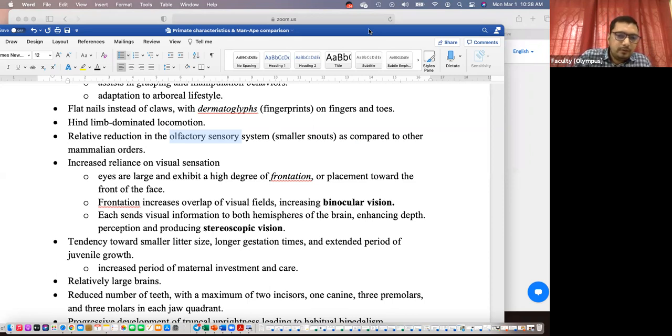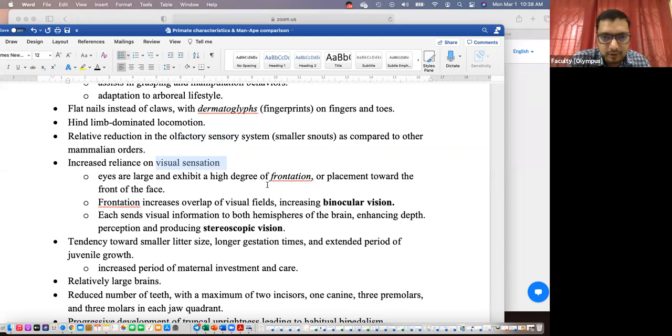But what has improved compared to the other orders of animals? Our visual sensation has improved. Our vision has improved compared to those animals. Smell has reduced, the ability to smell has reduced, the ability to see has improved. Two things I want you to make a note of here.